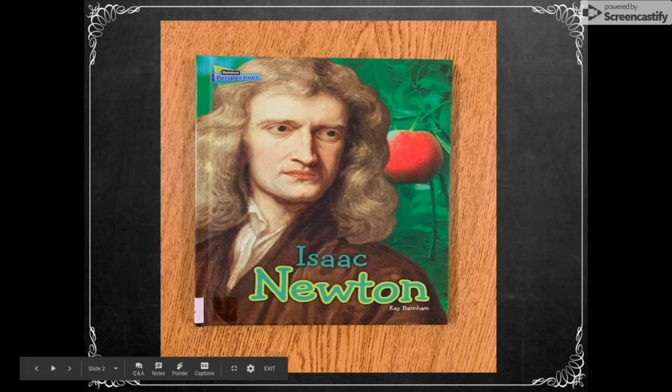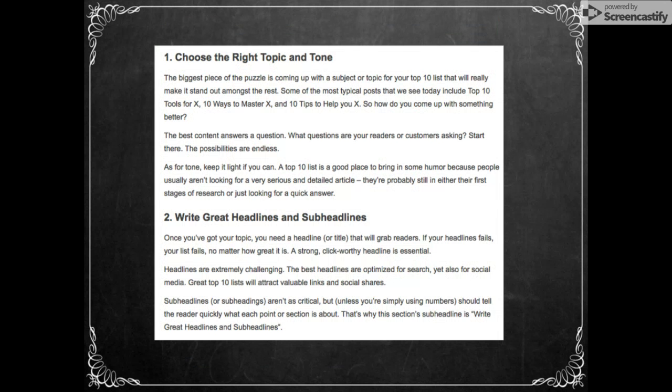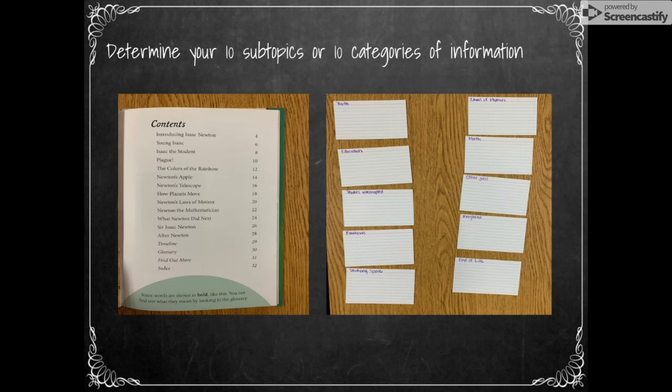So how do we get from a book like this, which is the example that I'm going to use, Isaac Newton, into a list article? And obviously this is not about Isaac Newton, but you get the picture. One way to do that is using note cards, so you can already plan out your sections and have everything organized, and then all you have to do is order it the way that you want to.